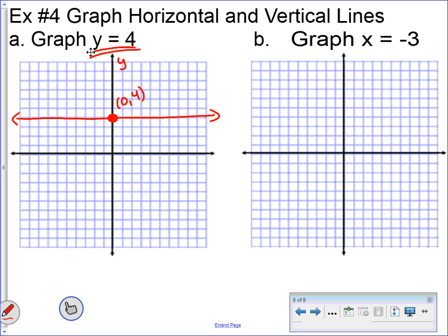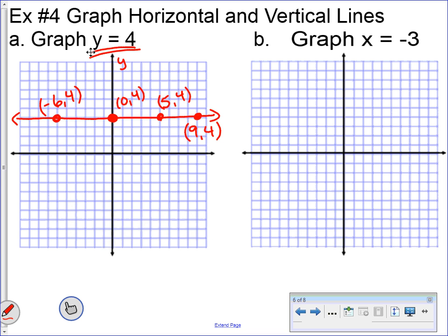We also have a point 5 places over, which is 5, 4. Notice the two 4s? If we go near the end, there's another point, 9, 4. Again, all of the y's are 4 on a horizontal line. And if you went to the left, there's another point over here, negative 6, 4. Every point on the horizontal line has a y value of 4. That's why it says y equals 4.